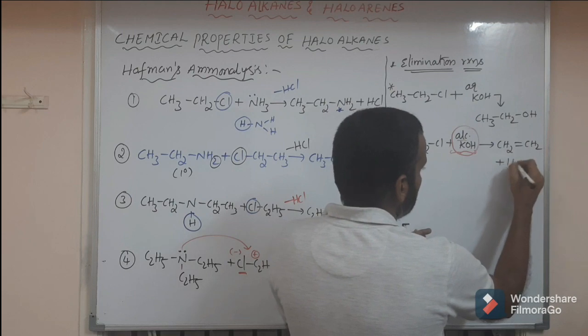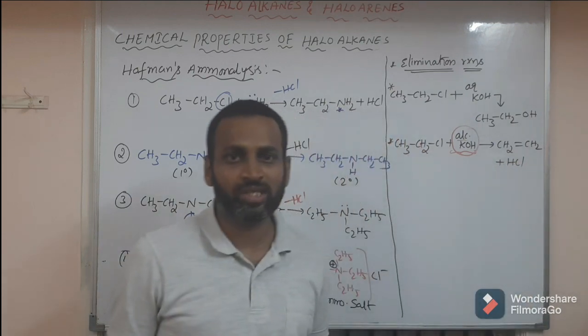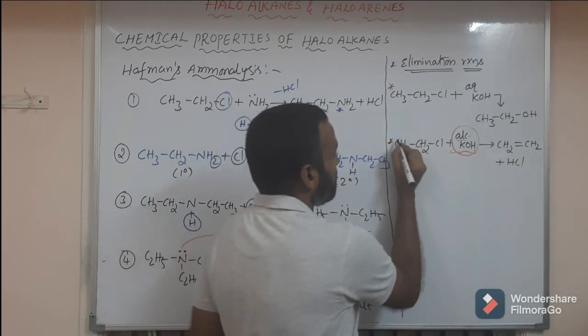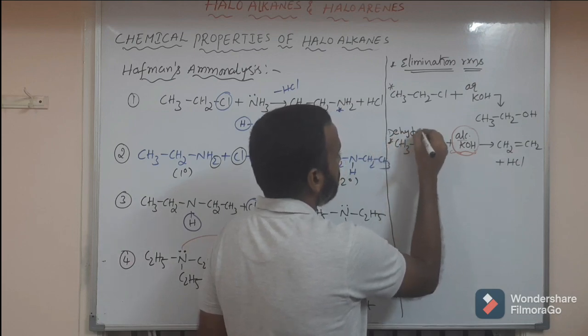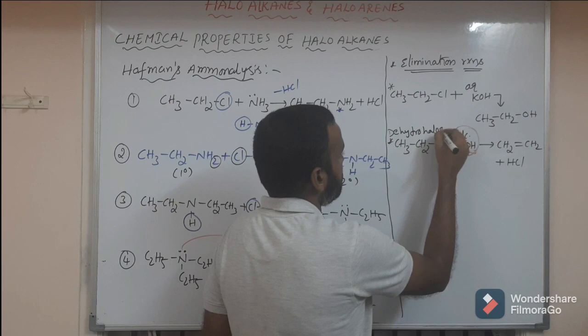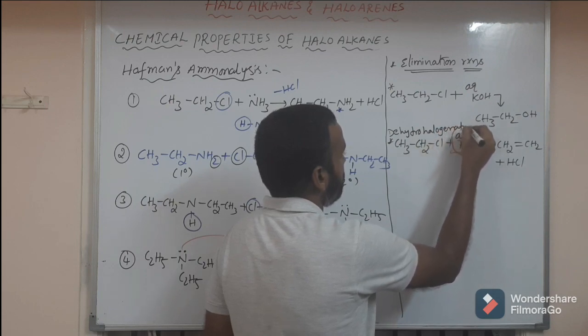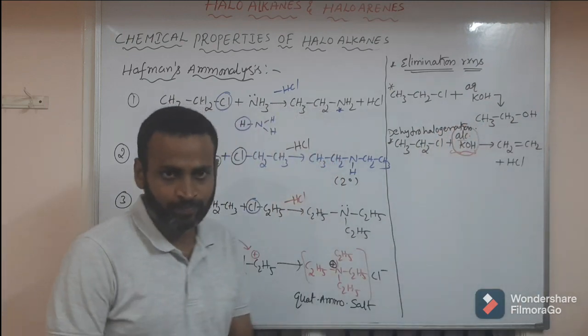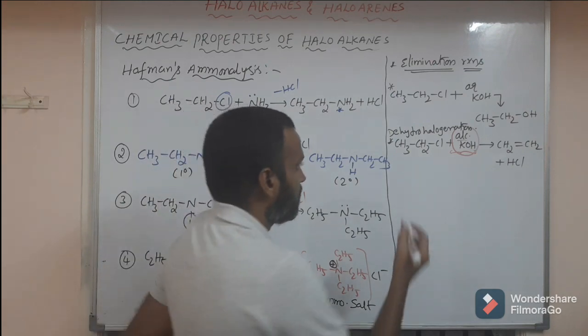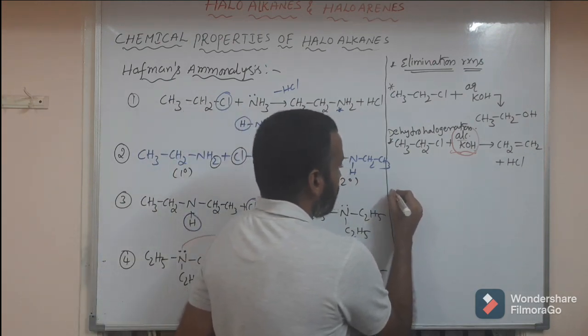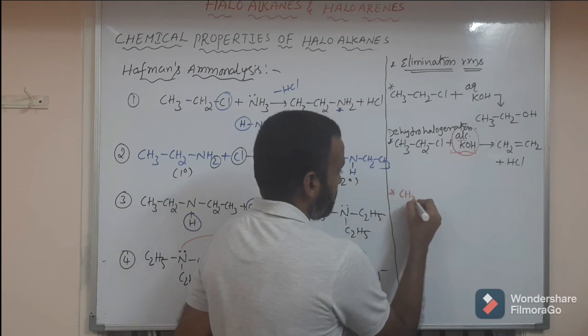So here it is an eliminating reagent. HCl was removed. This particular reaction is called dehydrohalogenation. Dehydrohalogenation. Alkene. Correct? Same, I will give you one more, the most important thing.